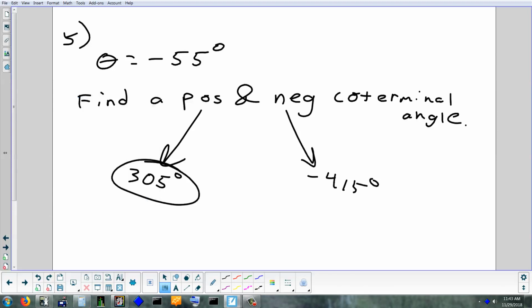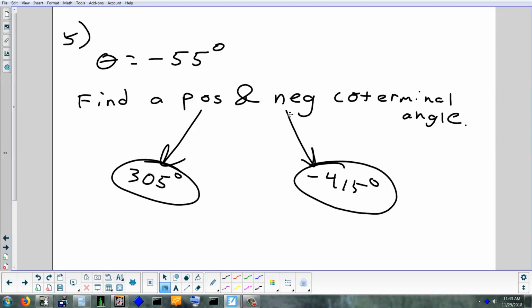Now, Robin, you said add or subtract 360. What if you were in radians? What would you add or subtract? What's 360 in radians? 2 pi. So if you're doing it in radians, you want to add or subtract 2 pi. Just stick with whatever units they give you in the problem, if it's a short answer question.